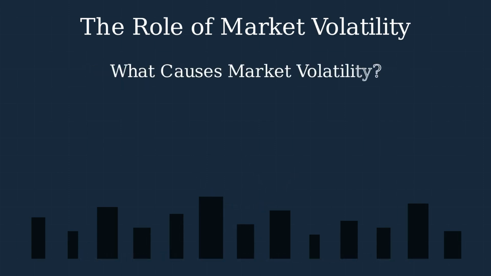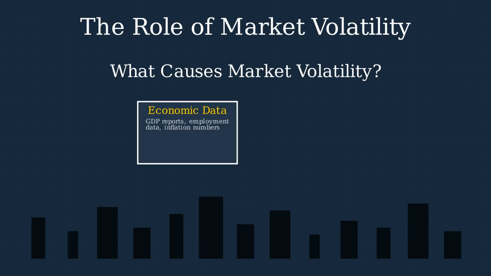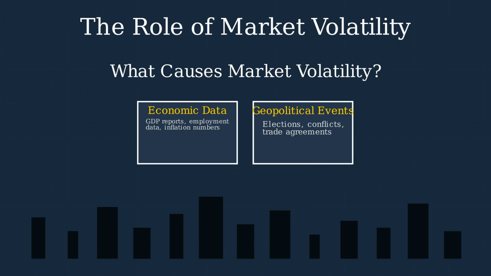Market volatility can be triggered by several key factors. Let's explore the main causes. Economic data releases, such as GDP reports, employment figures, and inflation numbers, can cause significant market reactions when they differ from expectations. Geopolitical events like elections, military conflicts, and international trade agreements create uncertainty that often translates to market volatility.